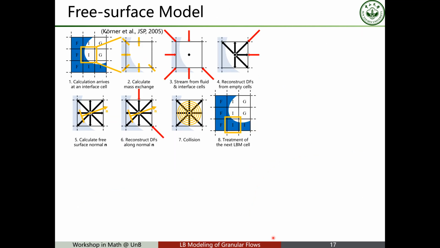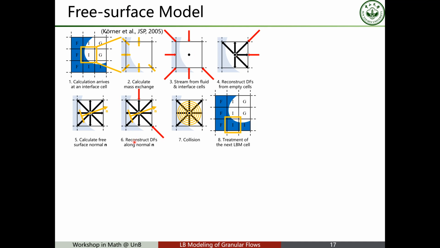So to simulate granular column collapse, we also need a free surface model to capture the dynamic evolution of the free surface. And in this case, we divide the fluid cells into 3 different types. So we have the fluid cell, we have the interface cell, and also we have the gas cell. Once the calculation reaches the interface cell, we need to recover the missing density distribution functions, which we need in the LBM calculations, based on the boundary conditions we have for the interface.